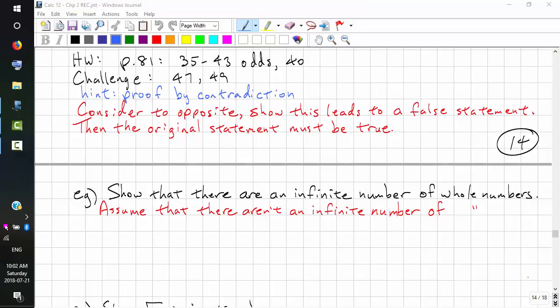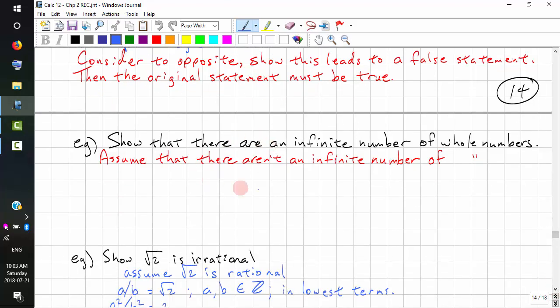This is Calculus 12, Chapter 2.3. We're going to look at some extra things that might help you with the homework. We're going to look at proof by contradiction. We need to consider the opposite and show that this leads to a false statement. And we can conclude the original statement is true.